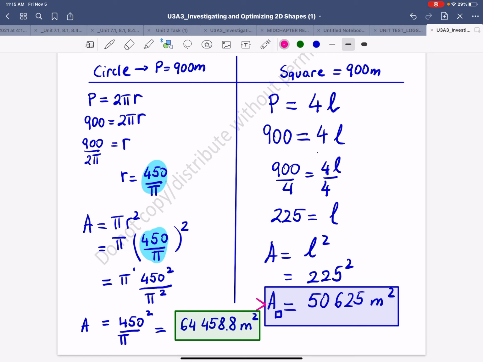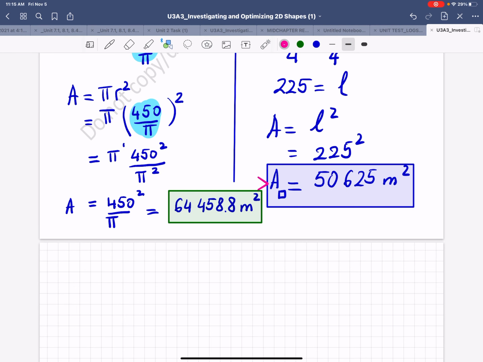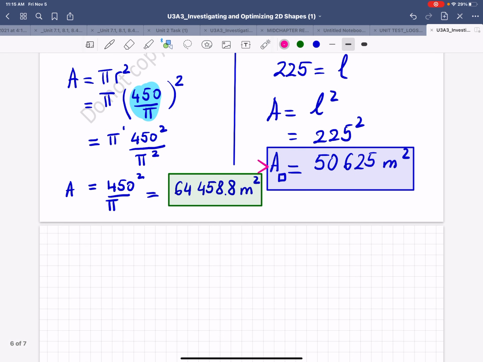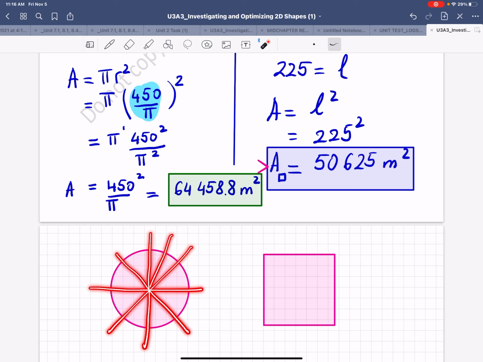So let's talk about it. The area of the circle is greater than the area of the square. And that is because when you look at a circular shape and compare it with a square shape, a circle will have the most lines of symmetry. Think about it this way. Any diameter drawn on the circle is a line of symmetry for the circle because it divides it in two equal parts. So think of how many diameters we can draw. An infinity number of diameters.